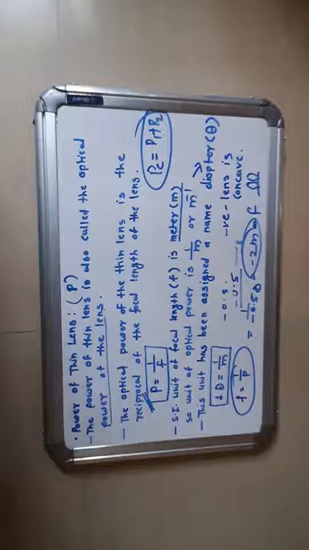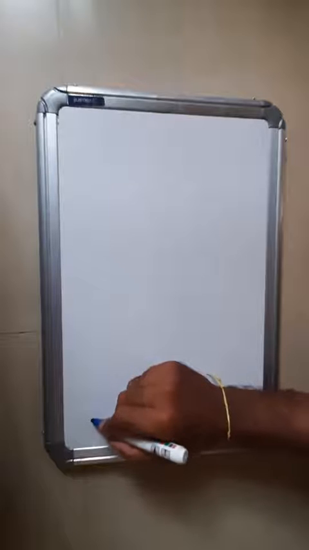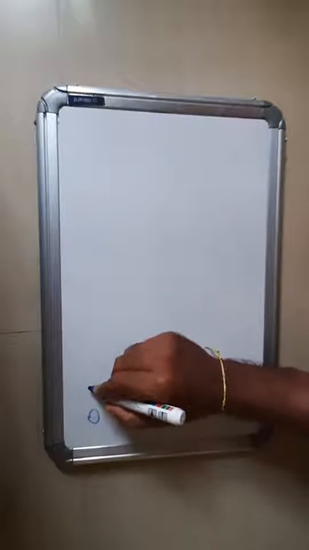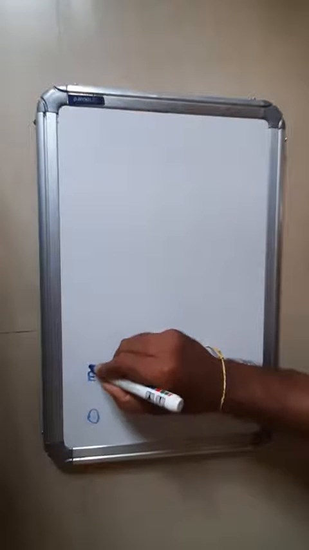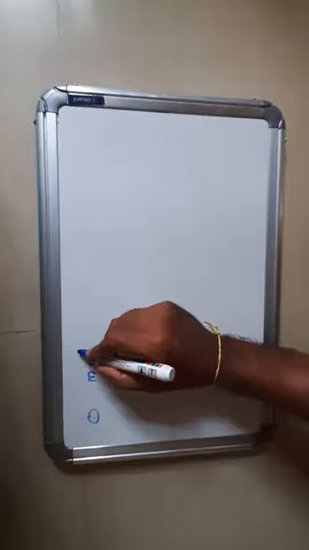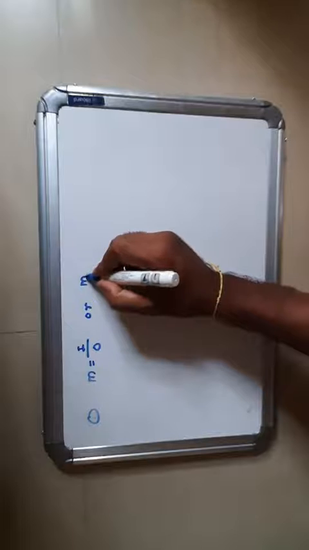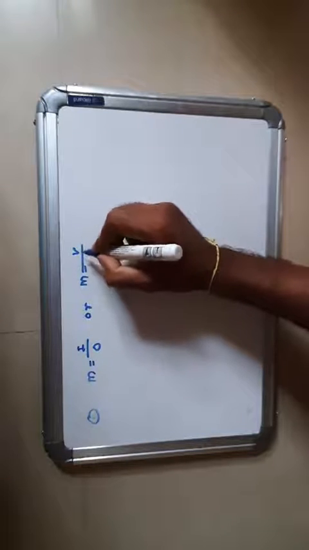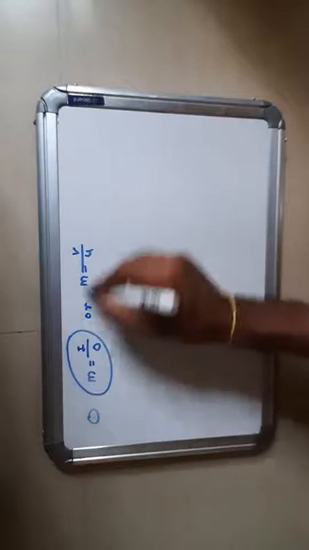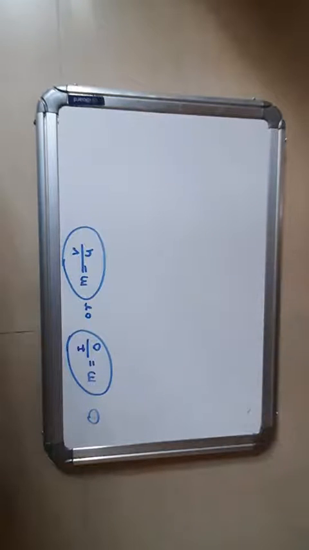magnification of thin lens. Magnification of thin lens m is equal to I by O. In this lecture we discuss first magnification of the lens. Magnification denoted by letter m and is equal to I by O, or magnification of thin lens m is equal to V by U. Okay, this is the formula for finding the magnification of the concave or convex lens.